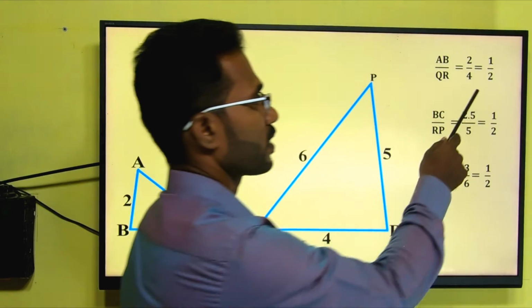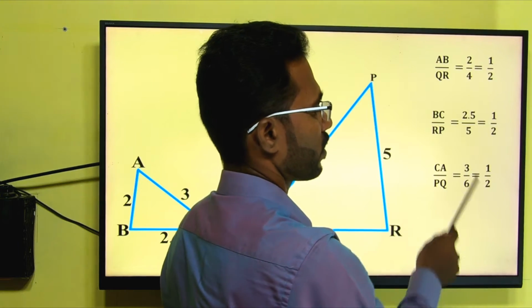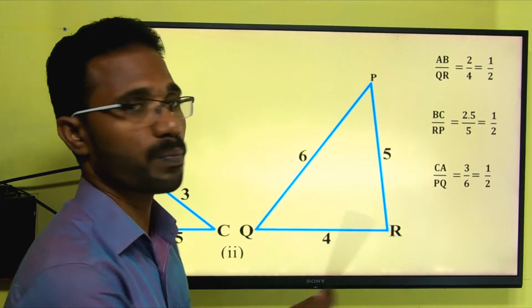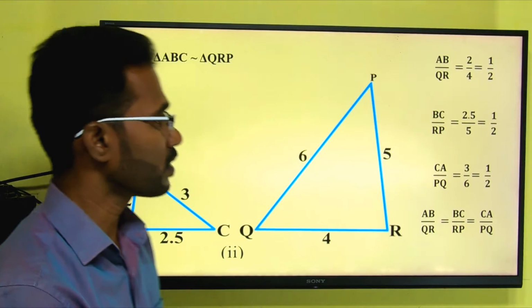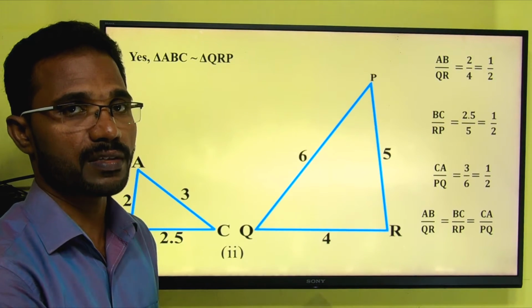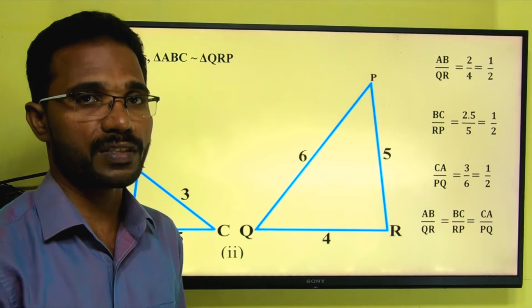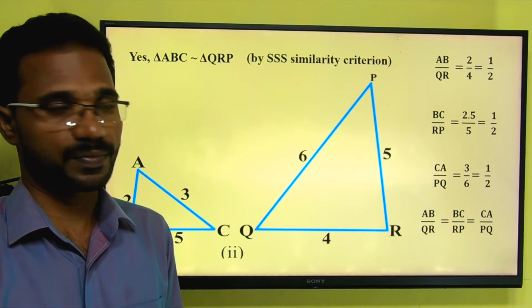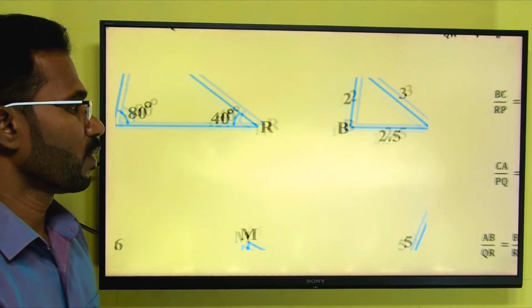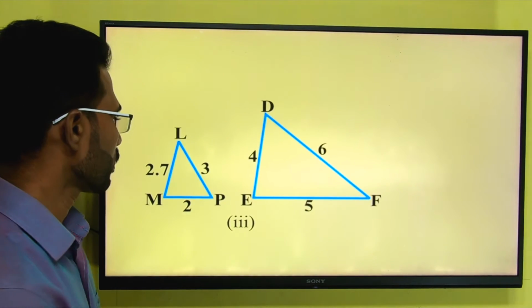So all the sides are in equal proportion. Therefore, both triangles are similar. By which criterion? Side similarity criterion. So shall we move on to the next image.